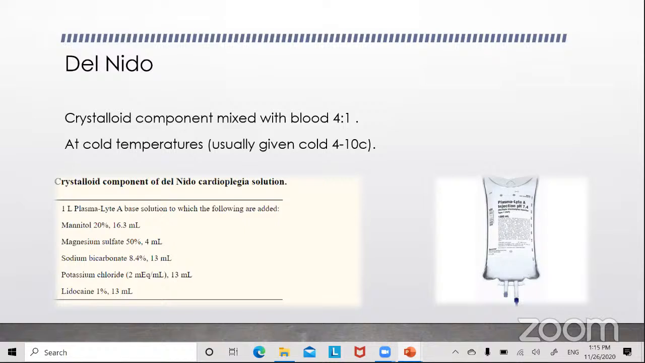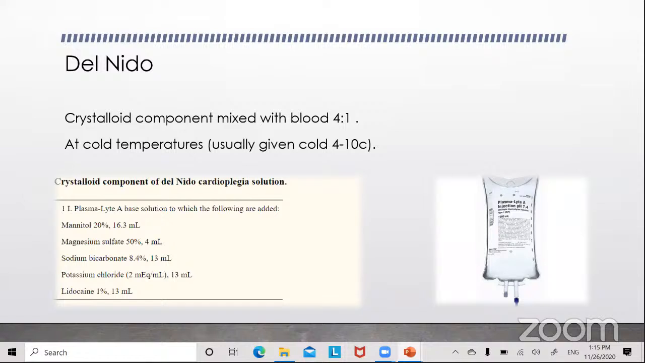Added to Plasma-Lyte are mannitol, which has been shown to both scavenge free radicals and reduce myocardial cell swelling; magnesium sulfate for membrane stability; sodium bicarb as a buffering agent; potassium, of course, the main arresting agent; and lidocaine to prevent arrhythmia. The other component is blood. It has been shown to improve coronary perfusion during cardioplegia delivery. Furthermore, studies have shown that blood cardioplegia preserves myocardial metabolism and function and results in less metabolic ischemic stress and reperfusion injury.